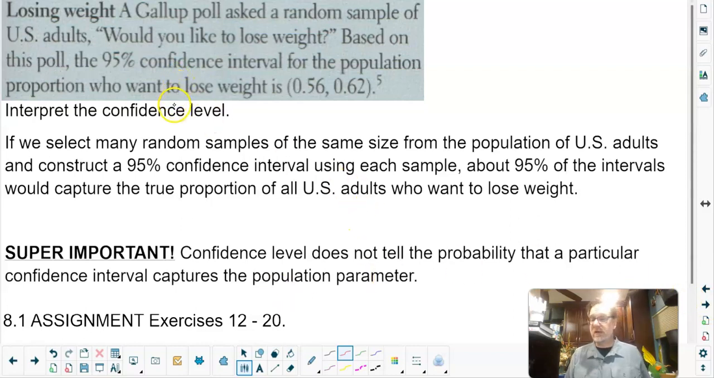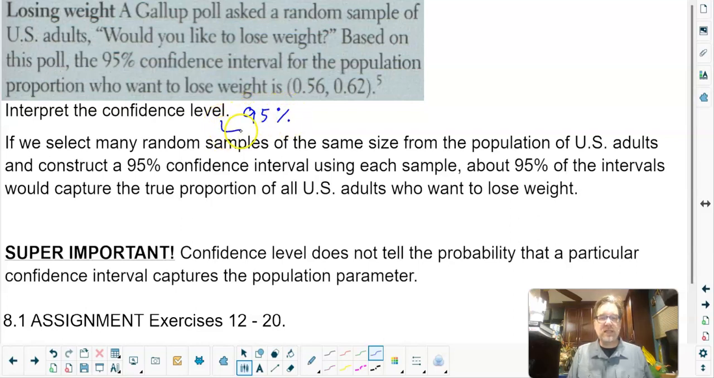So let's look back at our Gallup poll about losing weight. A Gallup poll asked a random sample of U.S. adults, would you like to lose weight? Based on this poll, the 95% confidence interval for the population proportion who want to lose weight is between 0.56 and 0.62. So that is a confidence interval. The confidence level is the 95%.